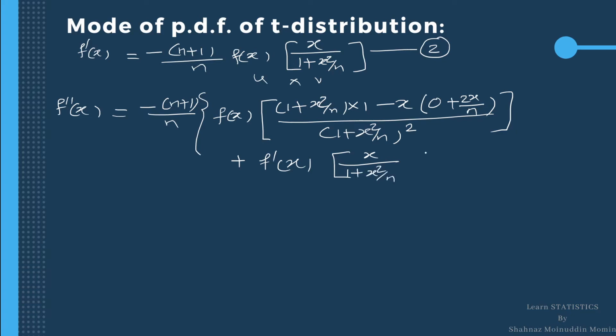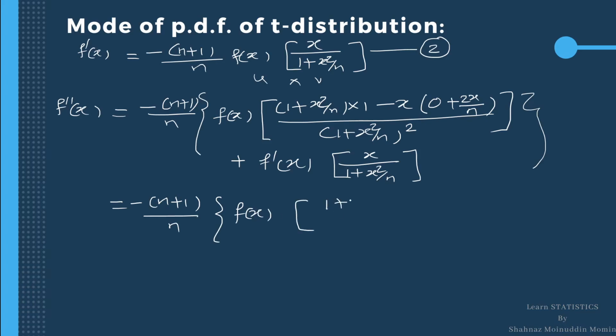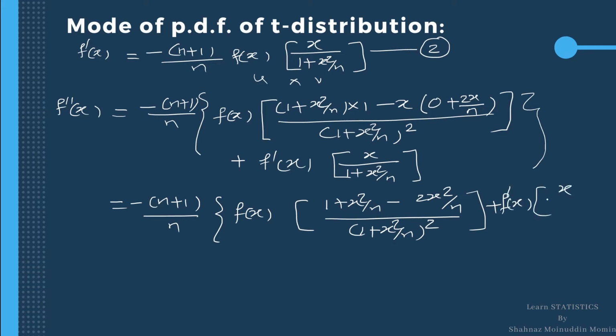Students are very well aware about the concept of differentiation. So we get minus n plus 1 by n, f of x into 1 plus x square by n minus 2x square upon n, divided by 1 plus x square by n whole square, plus f dash x into x upon 1 plus x square by n.